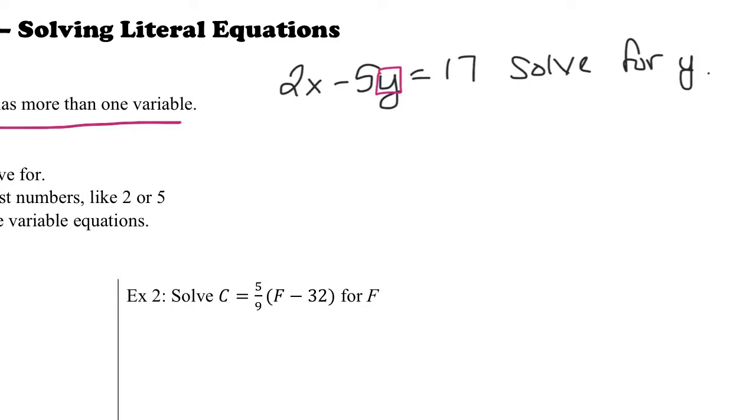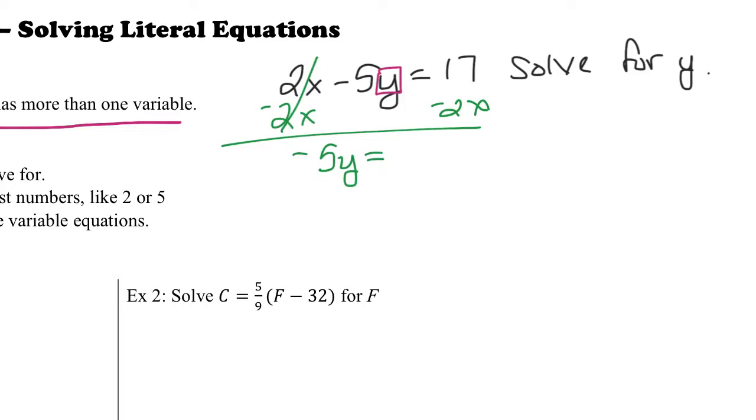If we want y alone, we're going to have to move everything else away from it. The first thing we're going to move is the added or subtracted things. This negative 5 here is being multiplied to y. That's the last thing we're allowed to mess with. So we have to get rid of 2x first. We're going to subtract 2x from both sides. Drop your negative 5y equals.